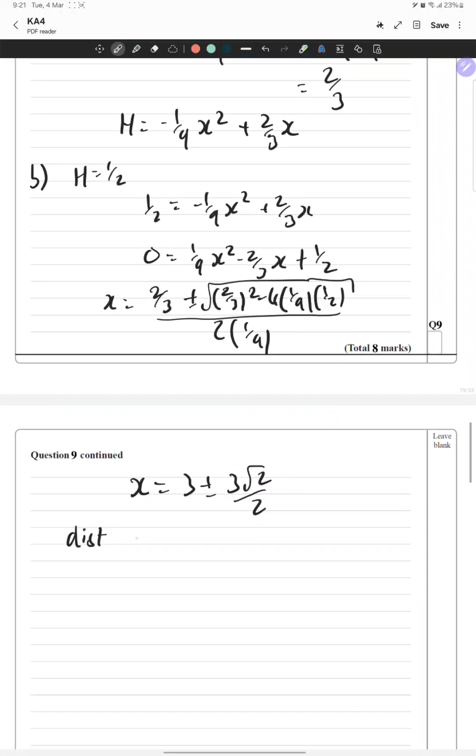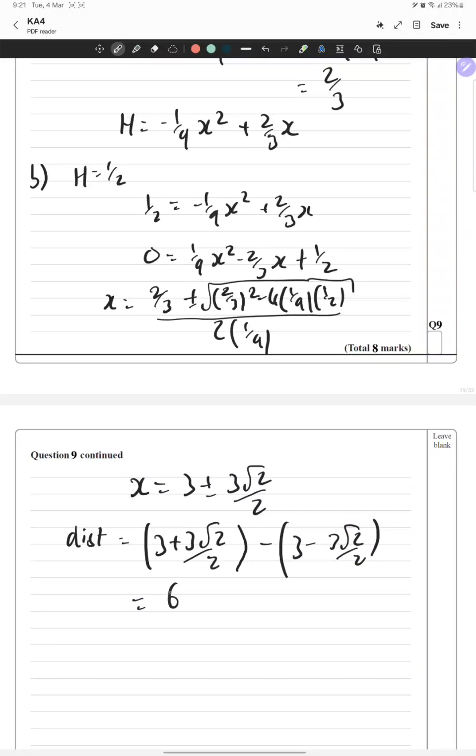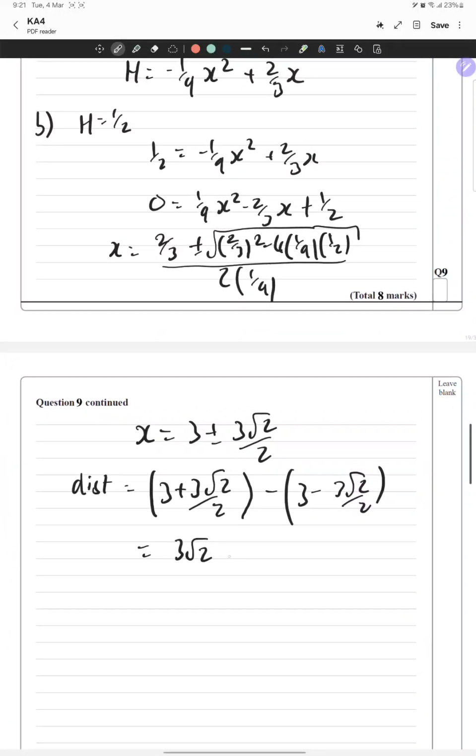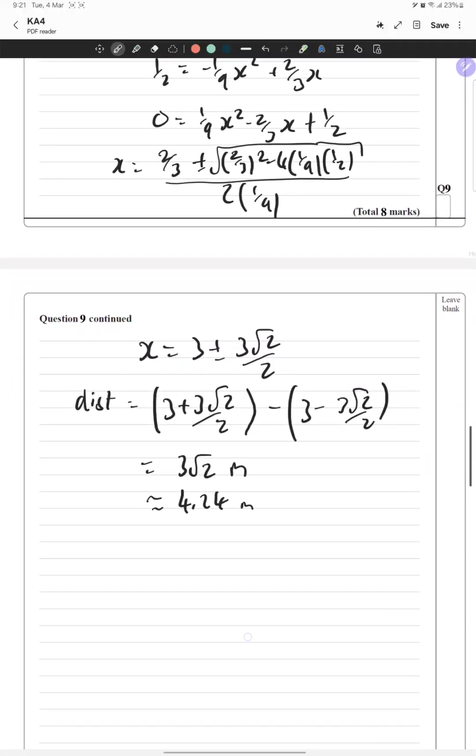So the distance between them is going to be the difference between them. It's 3 plus 3 root 2 over 2, the bigger one, take 3 minus 3 root 2 over 2, the smaller one. The 3s will cancel, and we're left with just 3 root 2. Did it want it summed? No, we could leave it as that. Let's see what that is: 3 root 2 is 4.24, to three significant figures if you want to round at all.